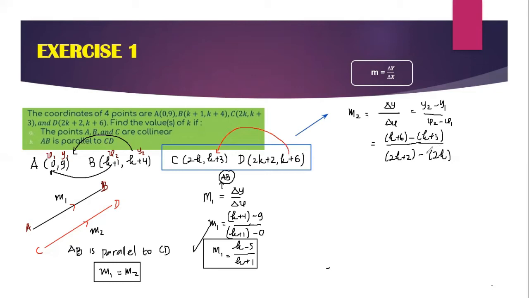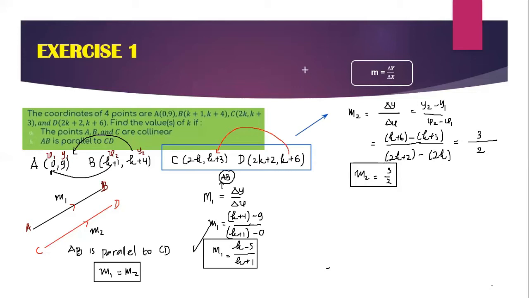Did you find any mistake here? No mistake, right? Next we can simplify. K plus 6 minus K plus 3: K minus K cancels, and 6 minus 3 is 3. For the denominator, 2K plus 2 minus 2K gives 2. That's very simple. So M2 is 3 over 2. Clear? Now we have M2.